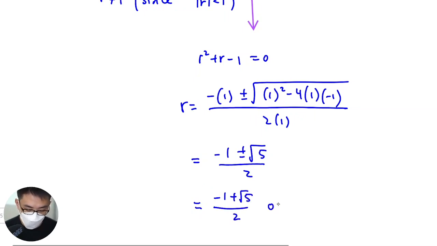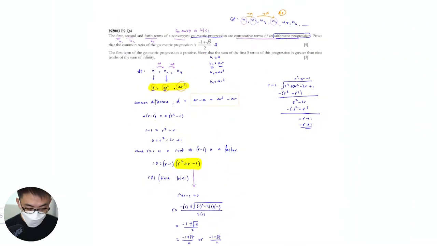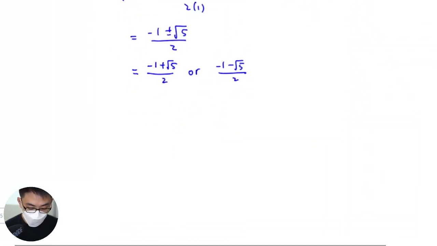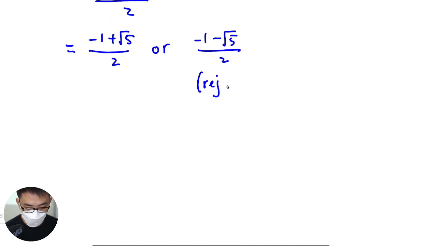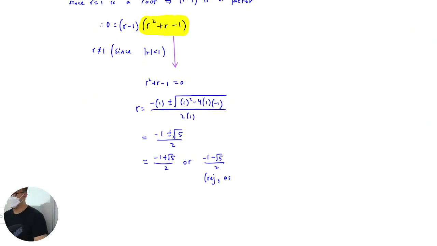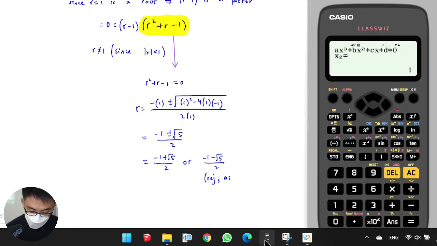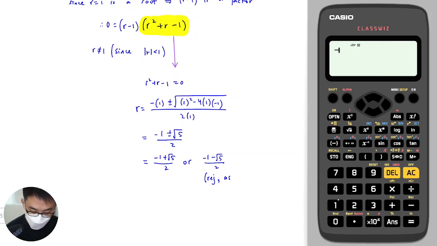Okay, which one to reject? You know it is the one on the right, but you need to give the reason why you reject it. It can be negative, yes, because you want mod R to be less than 1, which makes the next term smaller.